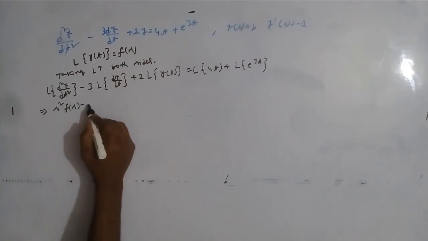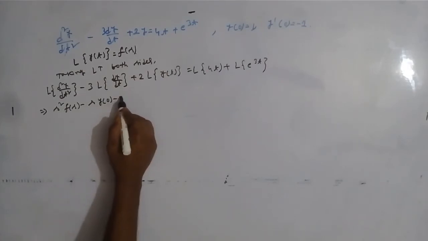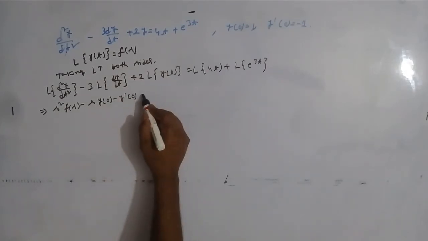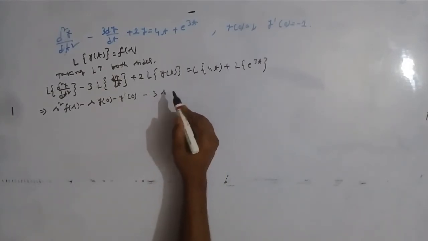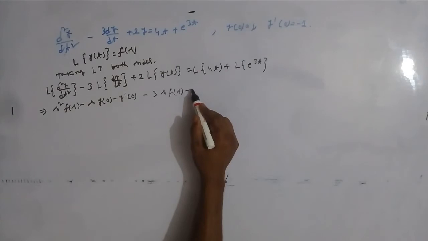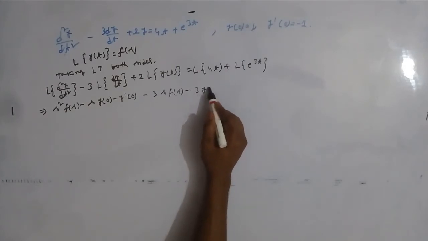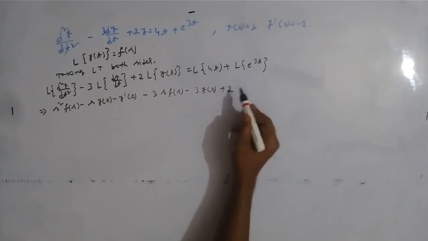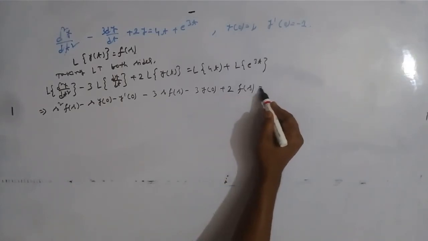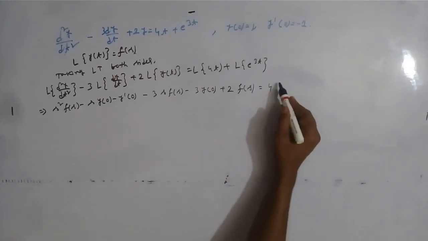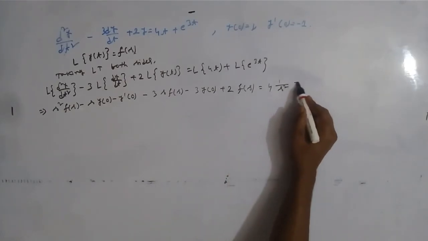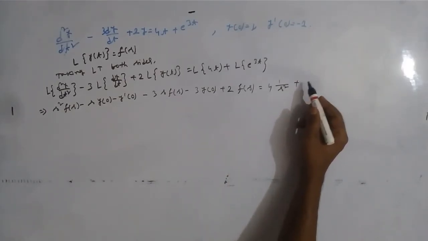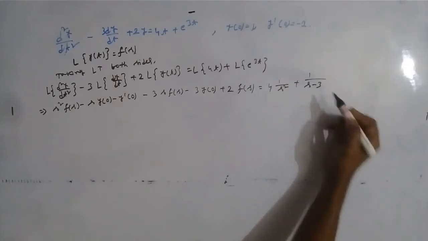Now L of d²y/dt² is s² F(s) minus s y(0) minus y'(0), minus 3 into L of dy/dt, that is s F(s) minus y(0), plus 2 L of y(t), that is 2F(s), equals 4 into L of t. L of t will be 1/s², plus L of e to the power 3t, which will be 1/(s-3).